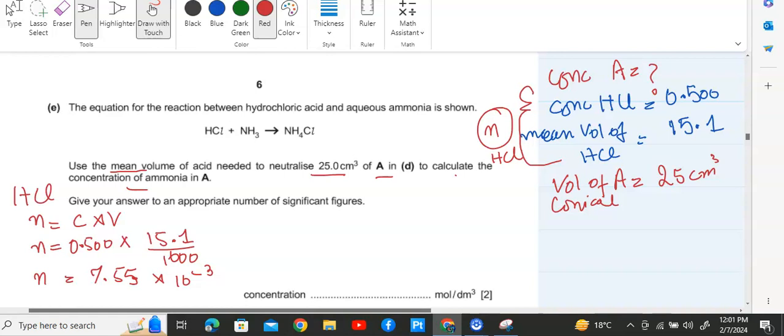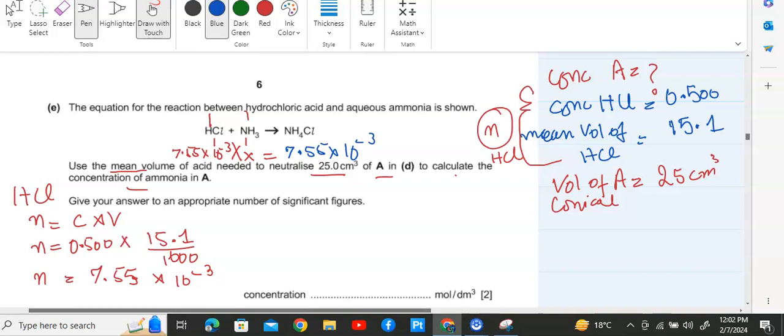Now we can apply the ratio method since they are in a 1:1 ratio. So we put 1 here, and for 7.55 into 10 raised to power minus 3, we will get the same number of moles. So now we get the number of moles of ammonia, which is 7.55 into 10 raised to power minus 3.